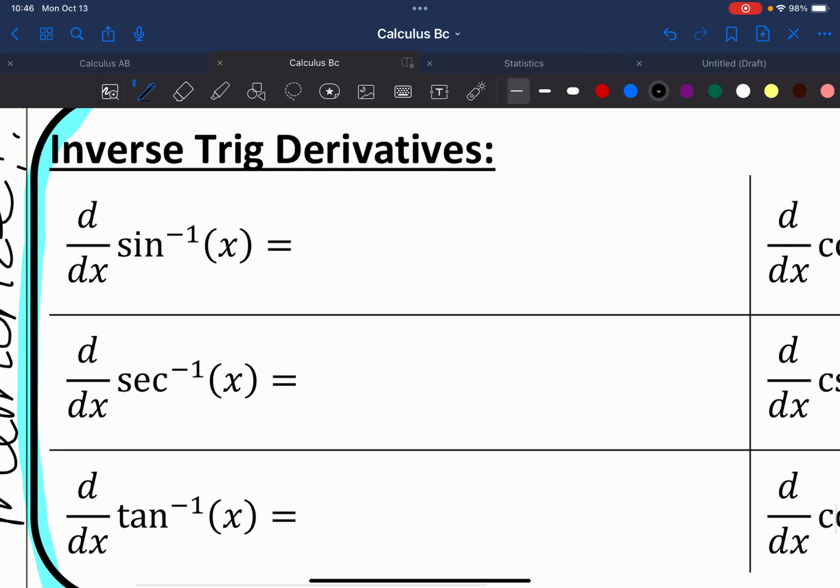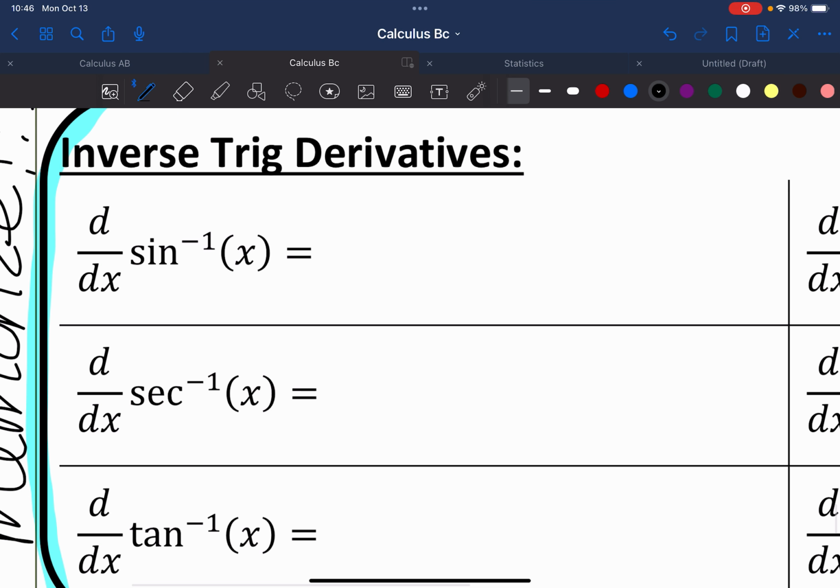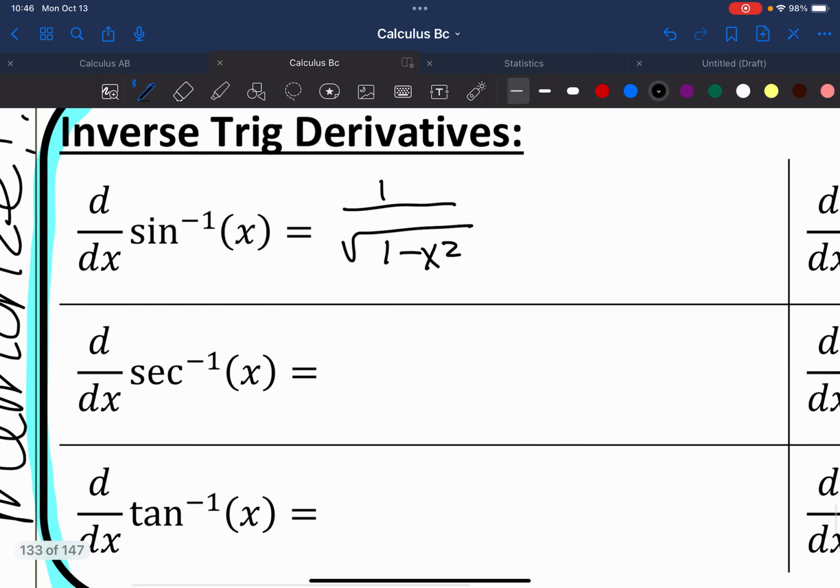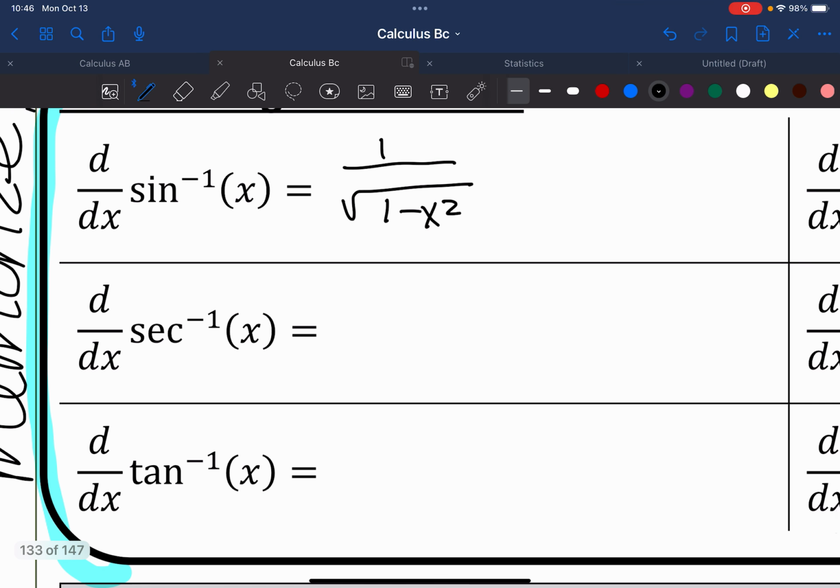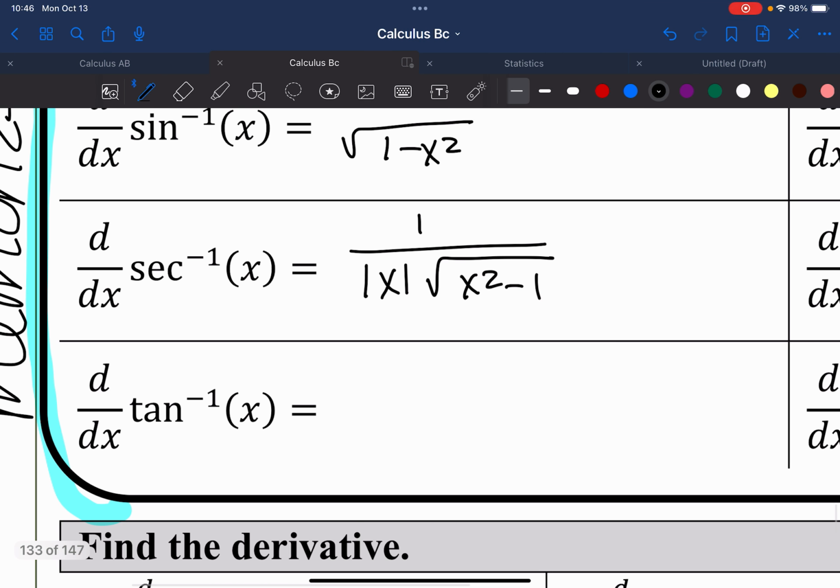Okay, so the derivative of the inverse of sine is equal to 1 over the square root of 1 minus x squared. The derivative of the inverse of secant is 1 over the absolute value of x times the square root of x squared minus 1. The derivative of the inverse of tangent is 1 over 1 plus x squared.